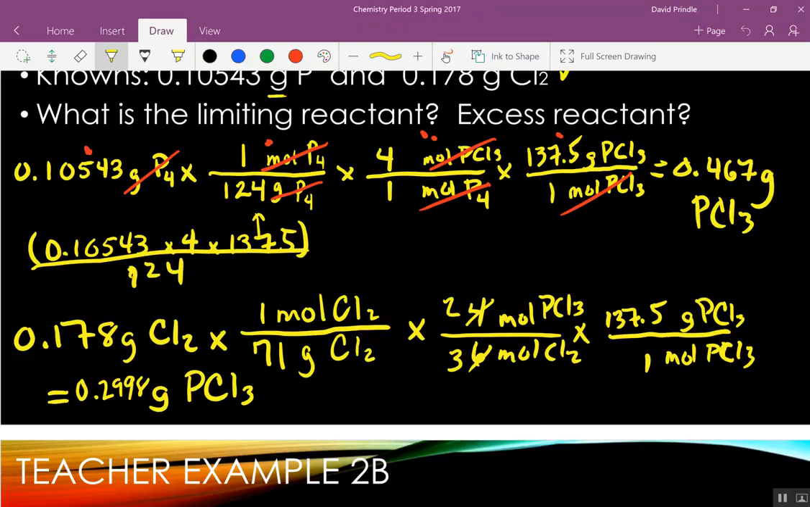Abby? I got something else. Let me see. I might be wrong. 0.2298. All right. 0.178 times 2 times 137.5 divided by 71. I got 0.2298. All right, so boys and girls, what is our limiting reactant?